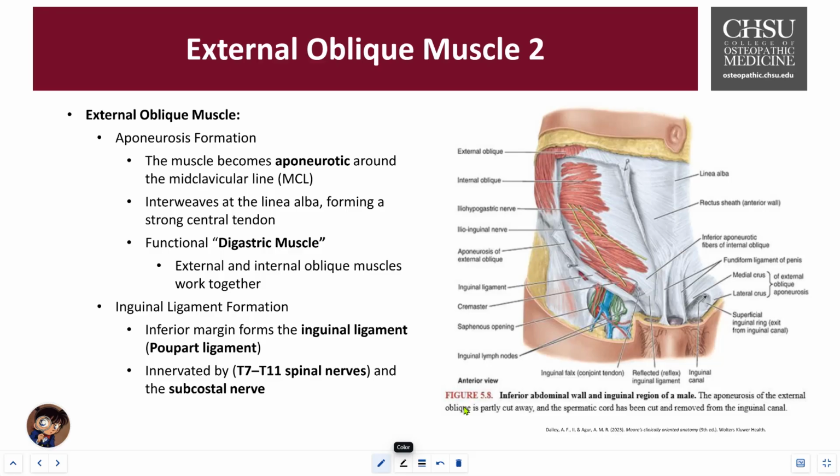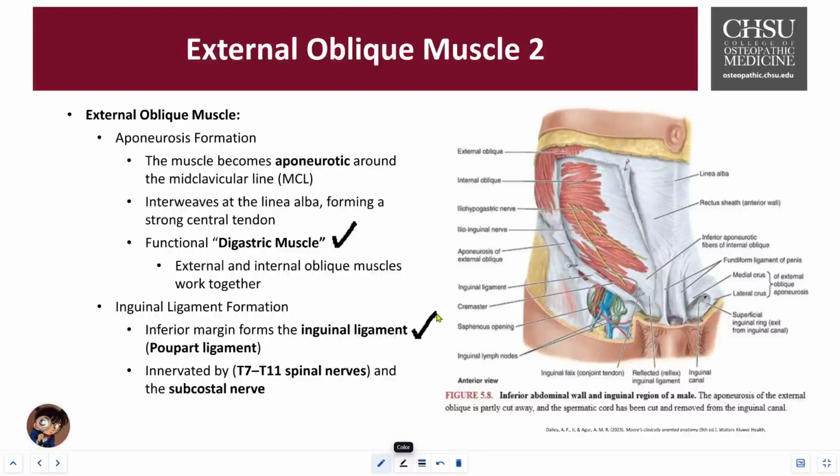This then interweaves at the linea alba and forms a strong central tendon that contributes to core stability. Functionally, it works together with another muscle, in a digastric muscle function, with the internal oblique on the opposite side. This facilitates trunk rotation and lateral flexion. On the inferior margin, the external oblique forms the inguinal ligament, also known as the Poupart ligament, which then spans from the ASIS, the anterior superior iliac spine, to the pubic tubercle.